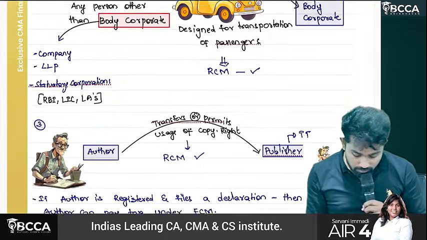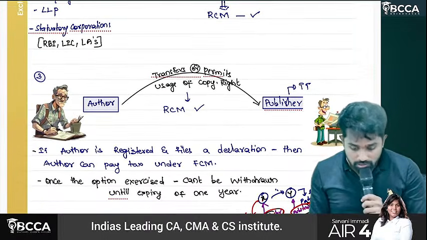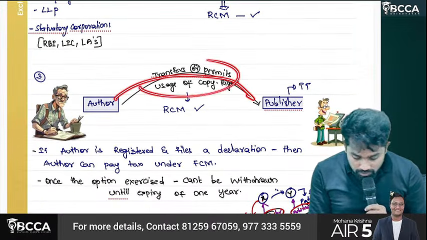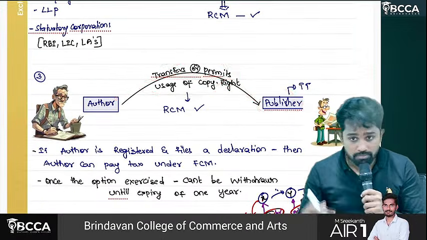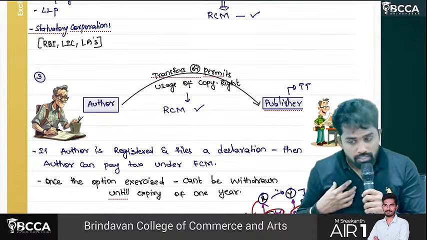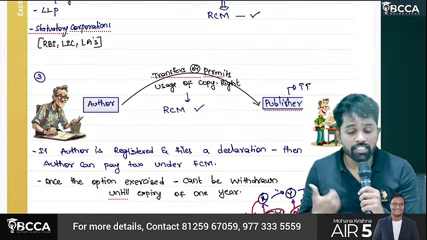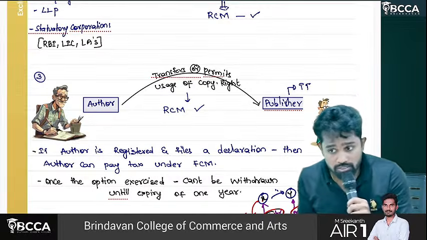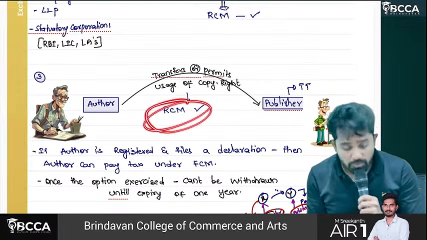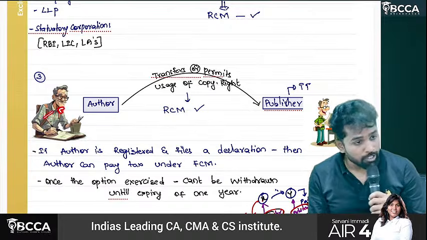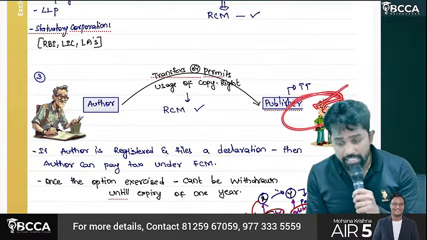Then, an author transfers or permits the usage of copyright for his work. An author wrote a book and gives his copyright to the publisher, either transferring it or allowing its use. On this service also, RCM applies. That means the author will not pay. Who will pay? The publisher will pay tax under RCM.